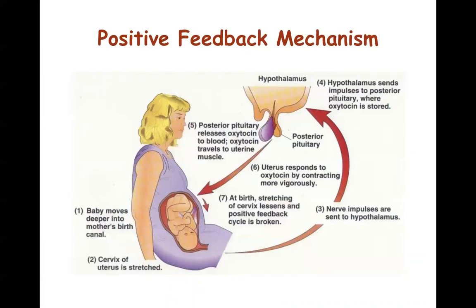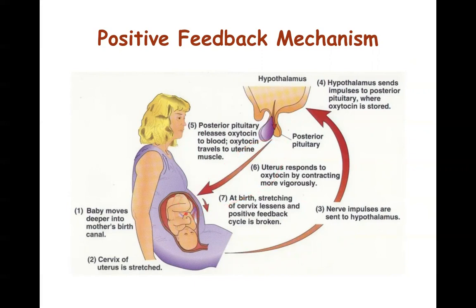So positive feedback mechanism can be seen in case of childbirth. When a baby has to be born, the uterine muscles start to contract. The uterine muscles need to contract even further. The opening of the uterus, which is called the cervix, is stretched. The baby needs to be pushed out of the body. So at this time, a nervous impulse is sent to the hypothalamus. The hypothalamus sends the impulse to the posterior pituitary, which produces the hormone oxytocin. Oxytocin will travel to the uterine muscles and increase the contractions. The contractions will become more vigorous.